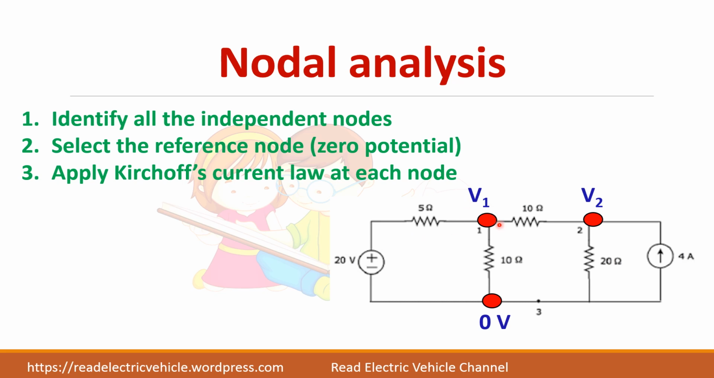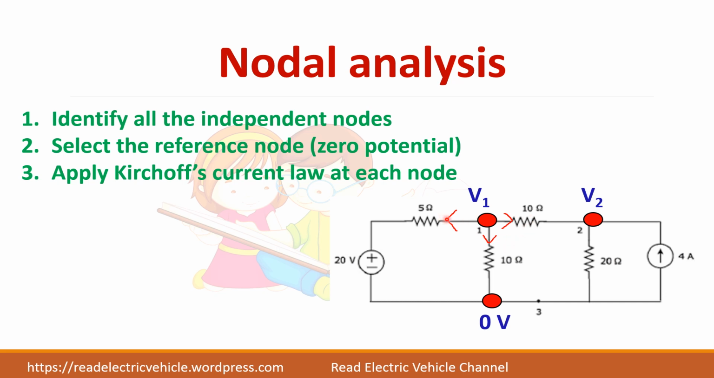Now we have to apply Kirchhoff's current law at the nodes. According to Kirchhoff's current law, at any node, the sum of the currents entering the node is equal to the sum of the currents leaving the node. So we have to mark the current directions. You take this node, you mark the current direction like this. That is, all the currents are leaving the node.